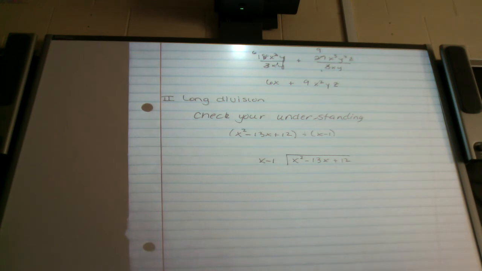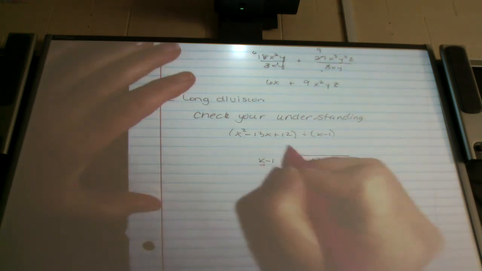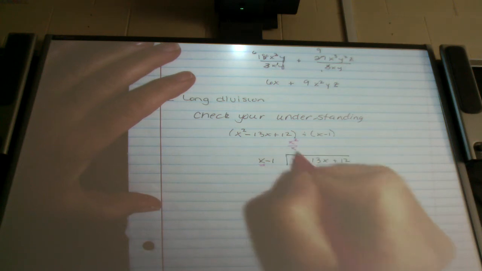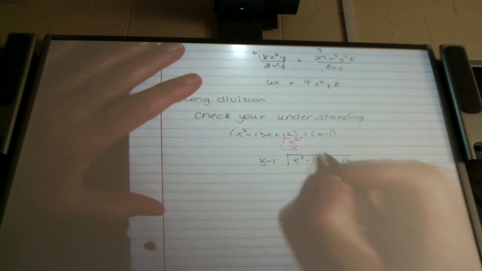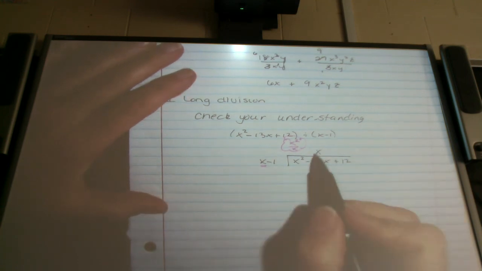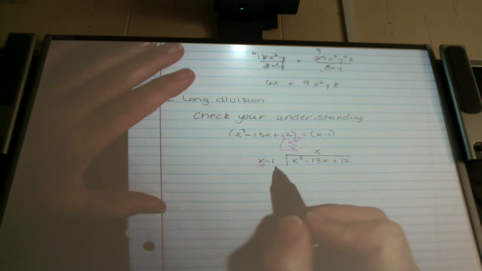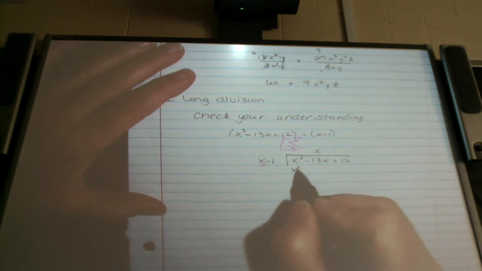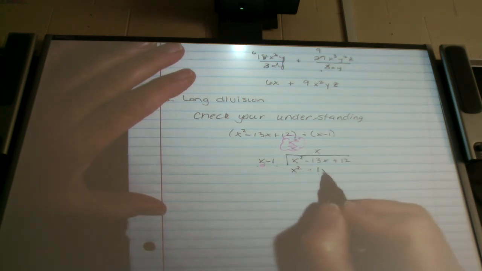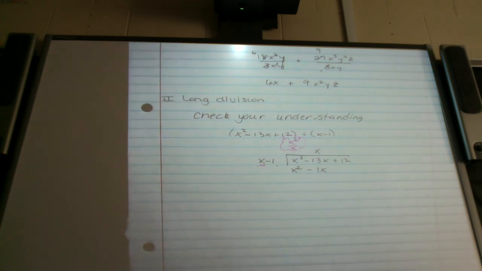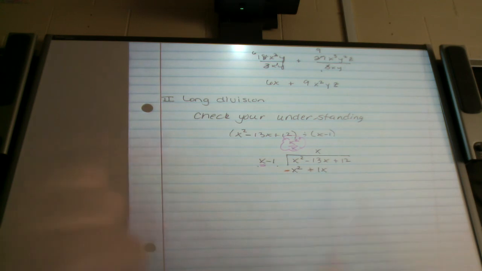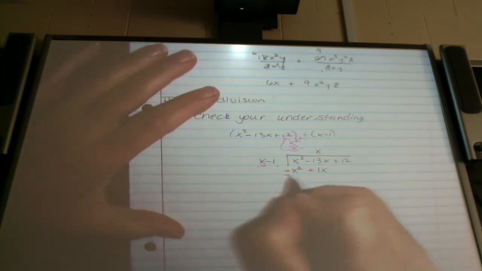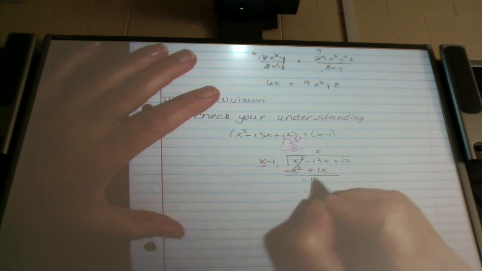Then remember, we want to know how many times will x divide into this first term. And x squared divided by x, that's an x. Then I'm going to take the x and multiply each one of these by x. So that's x squared minus 1x. Change the signs, and we add. This is a negative 12x plus 12. Bring the 12 down.